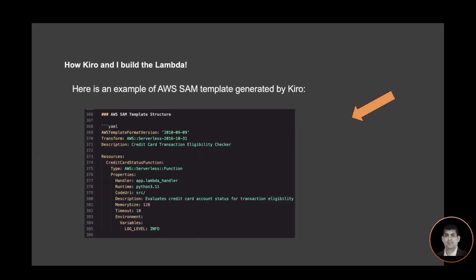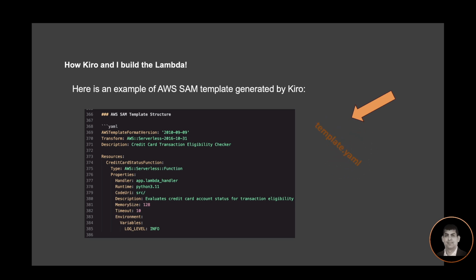Now, it also generated the AWS template, and it did that because I asked for it in my prompt. So the SAM template allowed me to build, test, and deploy the Lambda function. So this is how the SAM template looks. It's defining the Lambda handler, defining the runtime, defining the code URI, the timeout, and so on, right? So it generated the template for me.